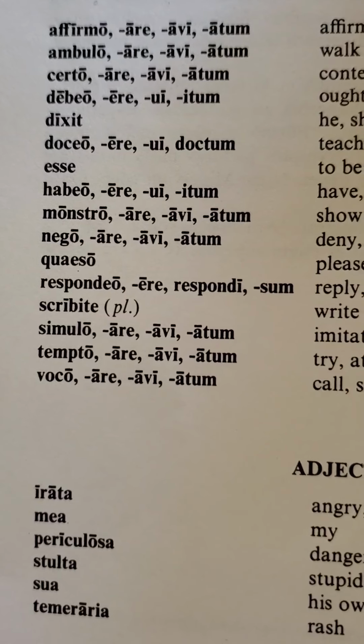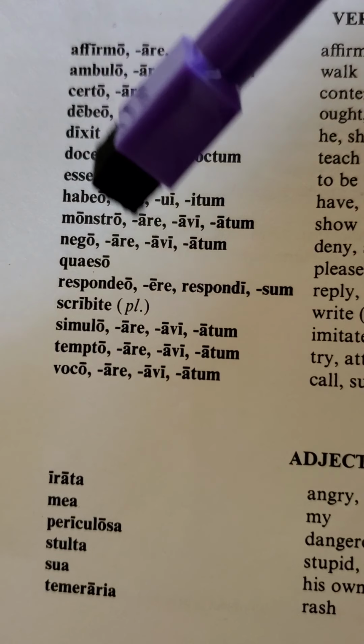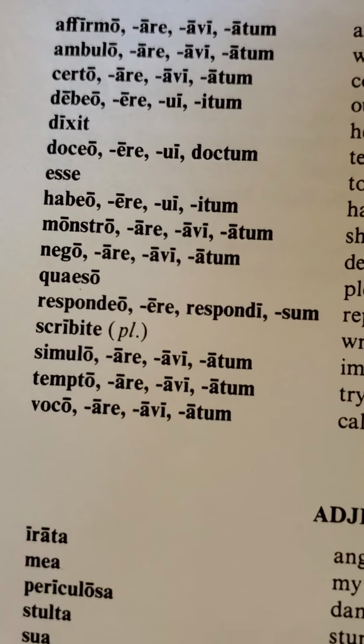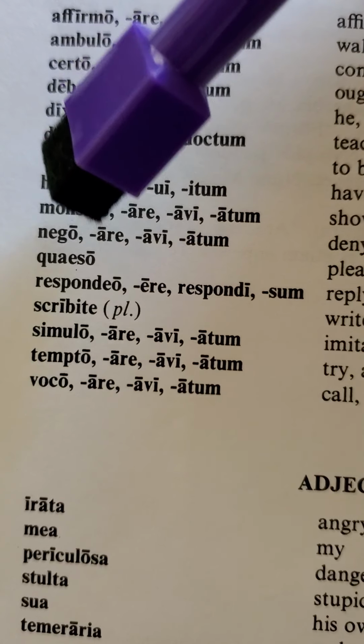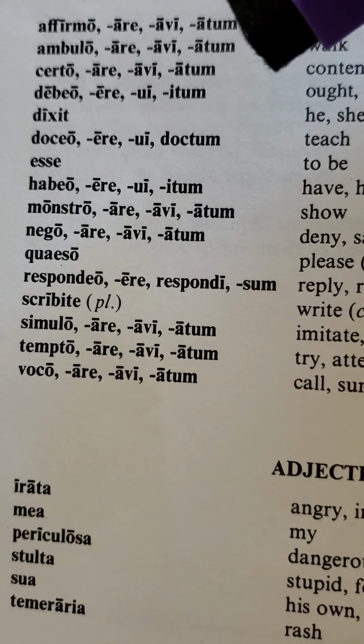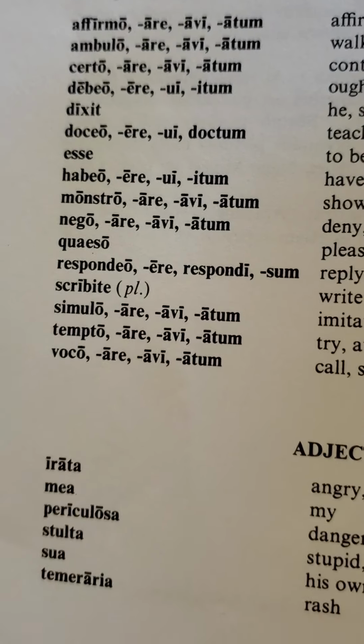So we learn that separately. That's also in this chapter. And there are a few other forms. We're going to get the imperative or the command form. And then here's a verb that we're only going to get as a vocabulary word, quaeso, please.